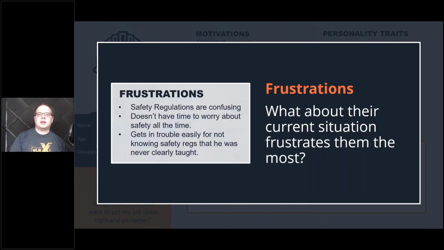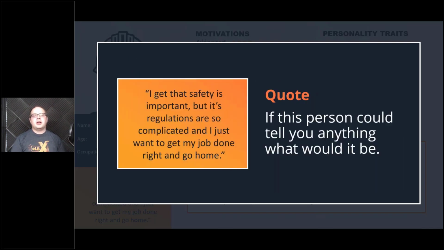Then the last thing that, I put this the wrong way, sorry about that. The last thing that we include on here is a quote, and this is, if this person could tell you anything, what would it be? And so this is taking everything that you know about this person, distilling it down into something that they would tell you. And so for us, with Sean here, it says, "I get that safety training is important, but its regulations are so complicated, and I just want to get my job done right and go home." And so this tells me everything I need to know about Sean by just one quote here. And that's really what you're trying to drive towards.